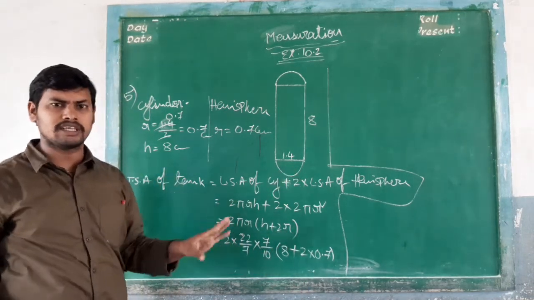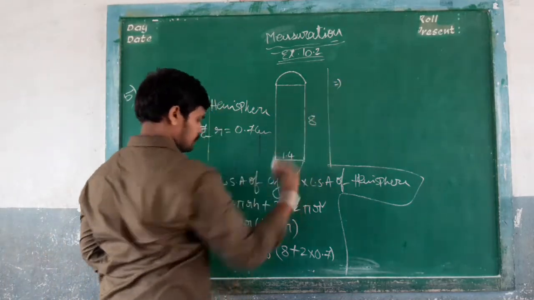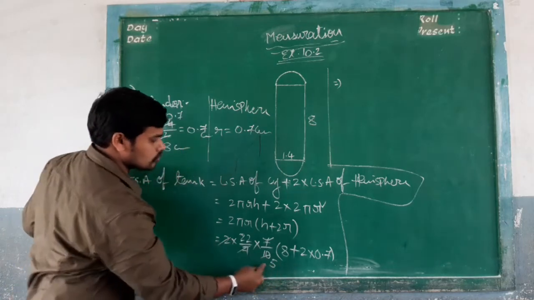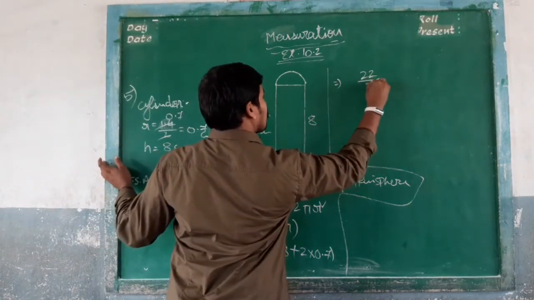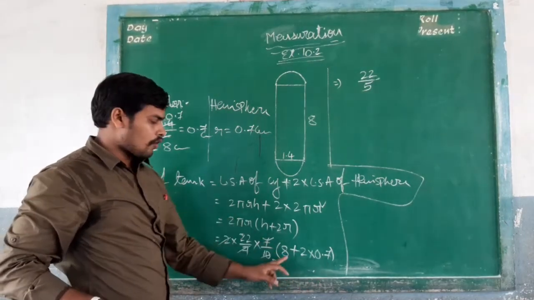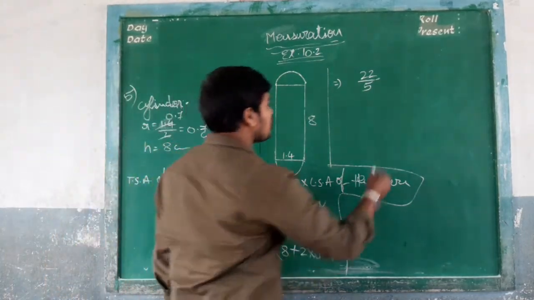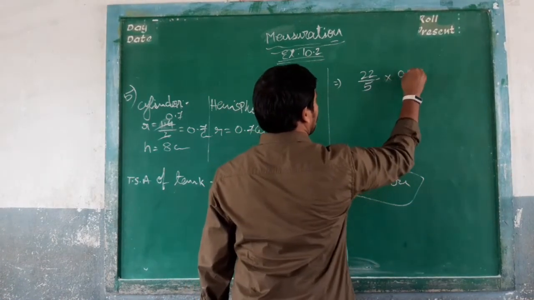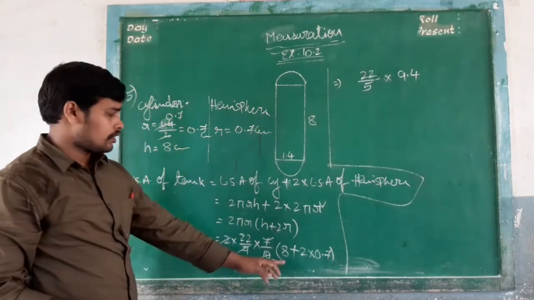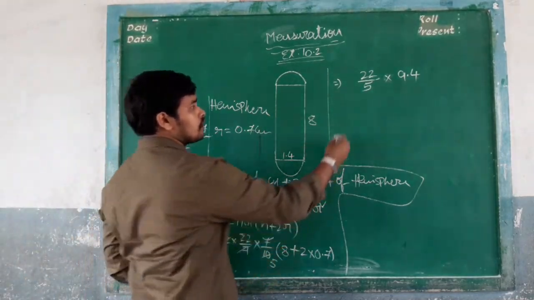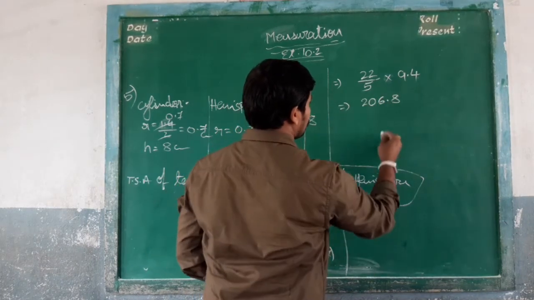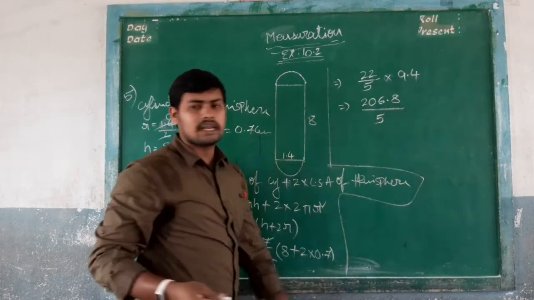The same part, simplification is what we want. 7 cancels, 2 in 10 goes 5 times. So 22 by 5. So 2 into 0.7 is 1.4. 1.4 plus 8 is 9.4. 9.4, 206.8 by 5. This is the lateral surface area.